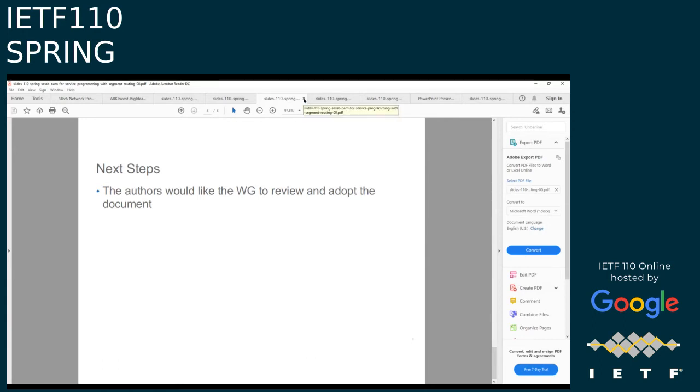Now we would like to request working group review, and we would like the working group to adopt the document. Are there any questions? It's really good to see comments and questions. Questions, please.